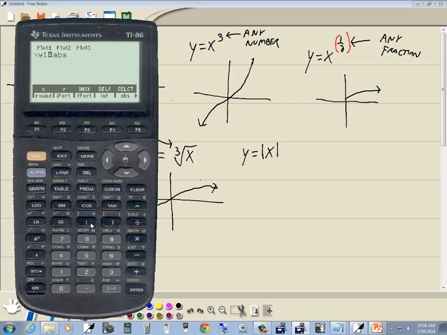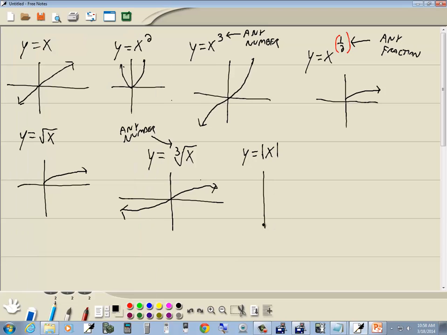Now I'll put a beginning parentheses. You should always put the beginning parentheses, and then X, and then my closing parentheses. Now when I get to the graphs, I press exit, take that menu down, exit one more time, and then the F5 to get to the graph. And that gives us this graph right here.